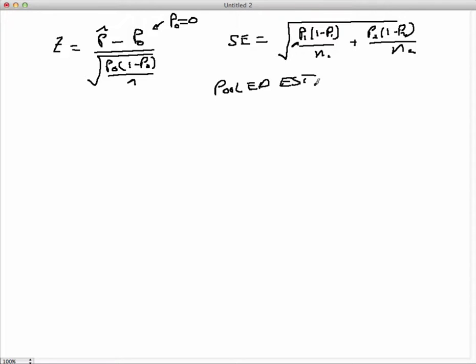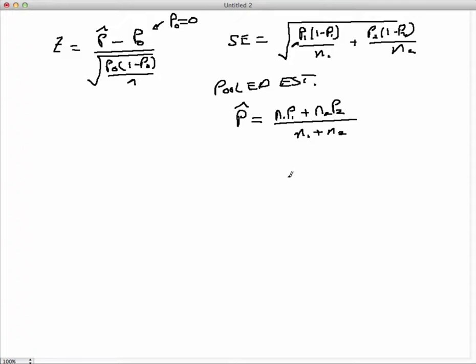And our pooled estimate of what p1 and p2 is going to be is simply going to be, we'll just call it p hat. You want to put a little 0 down there to differentiate it, but it's the pooled estimate of p hat. And it's actually very straightforward. What we're going to do is take n1 times p1, and add to that n2 times p2, and divide that by n1 plus n2, okay?